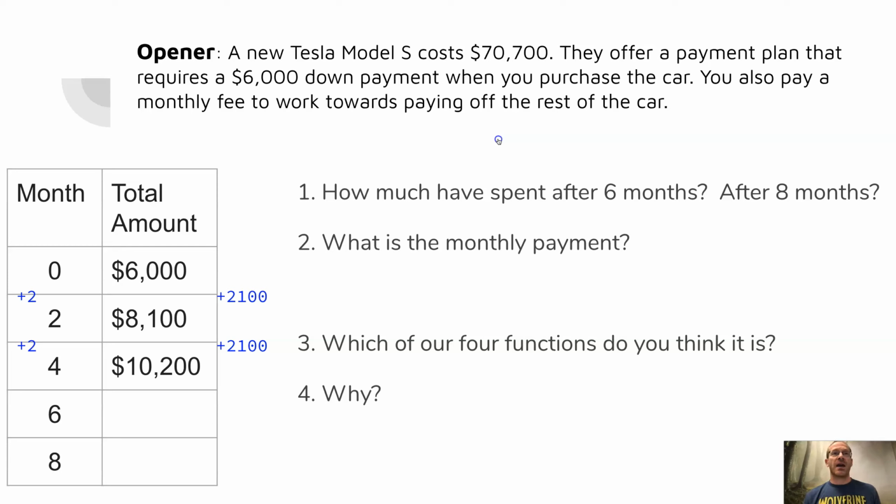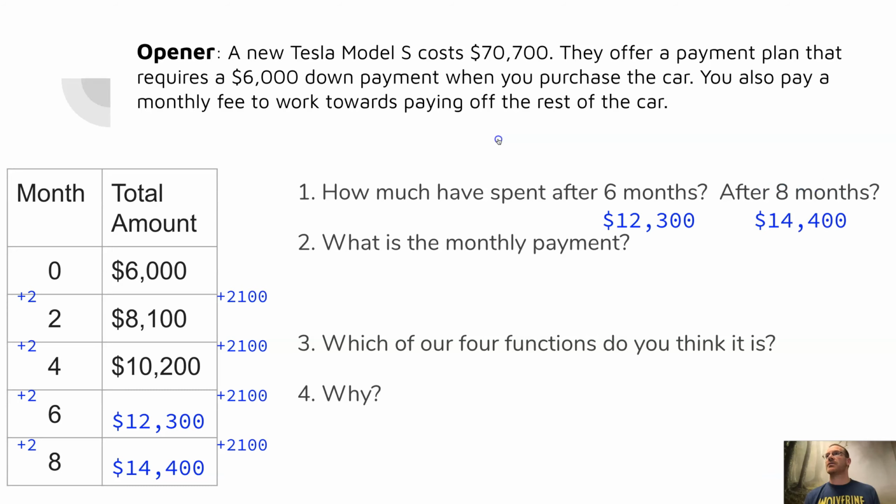Now, our next change of x is also 2. Well, it has to be constant, so that means I need that $2,100 change for y. If we add that on, we get that after 6 months, we've paid $12,300. Now, let's look at our final change in x here, which is 2 again. So I have to have that same change of $2,100 for y, and that means that after 8 months, we have paid $14,400. All right, so there it is.